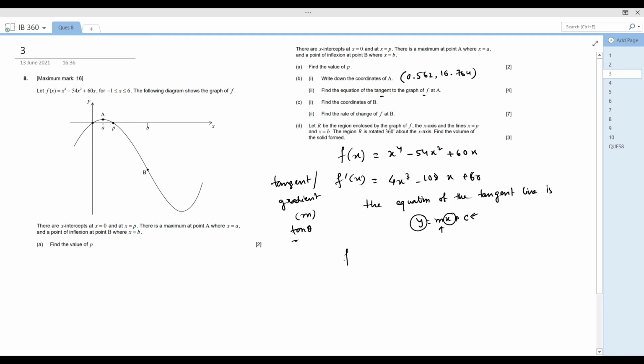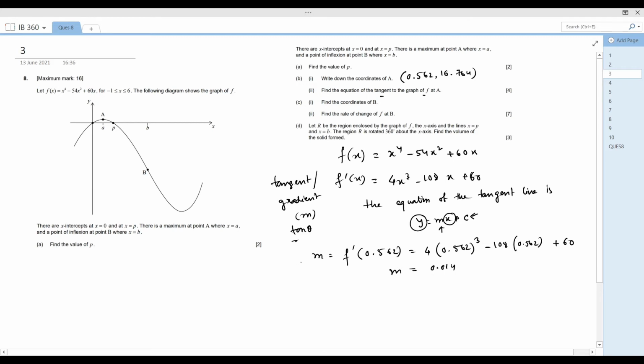So f dash of 0.562 equals m. This is the value of the gradient: 0.562 whole cube minus 108 into 0.562 plus 60. After calculating that, you get the value of m to be 0.014. Do this by calculator and you will get m equals 0.014.